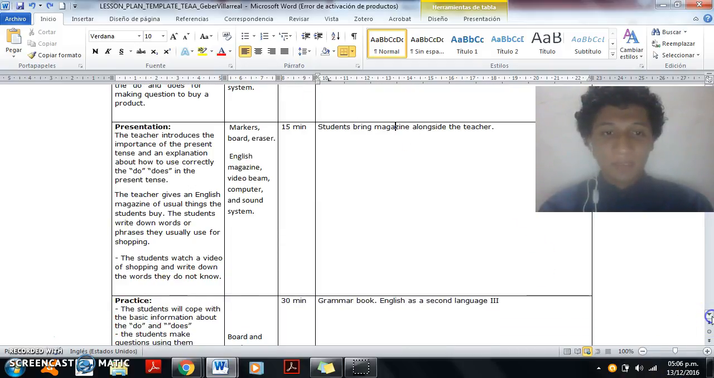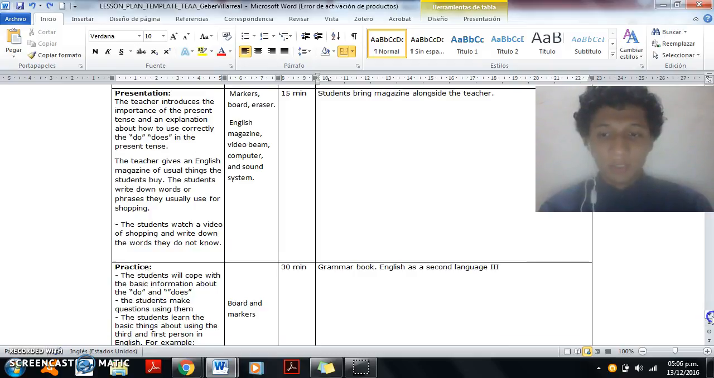In the presentation, it is a big introduction where the teacher, in this case I, will introduce the importance of the present tense, and they will understand a little bit of what we need to use correctly so that people can understand us. The teacher will give them an English magazine of usual things the students buy, and the students write down words or phrases they usually use for shopping. The students watch a video again of shopping and write down the words they do not know. In this case, the video will be the same that we played in the first stage.